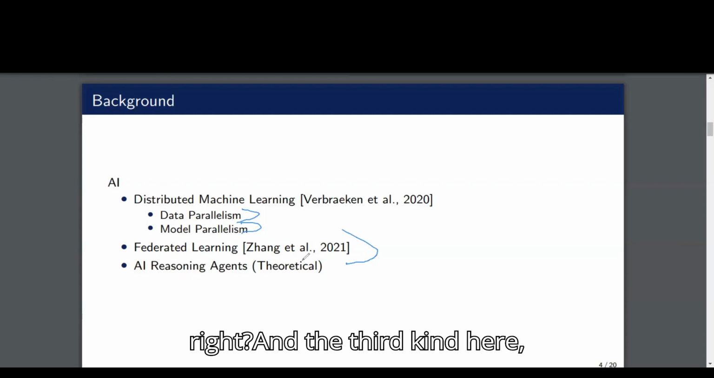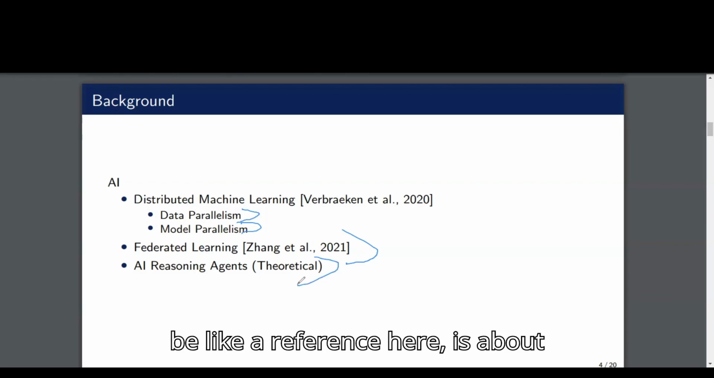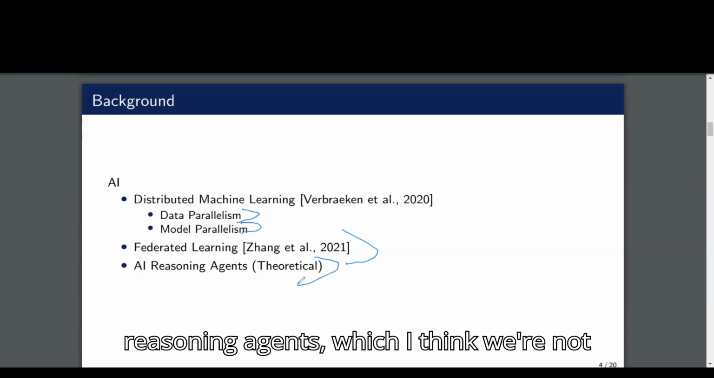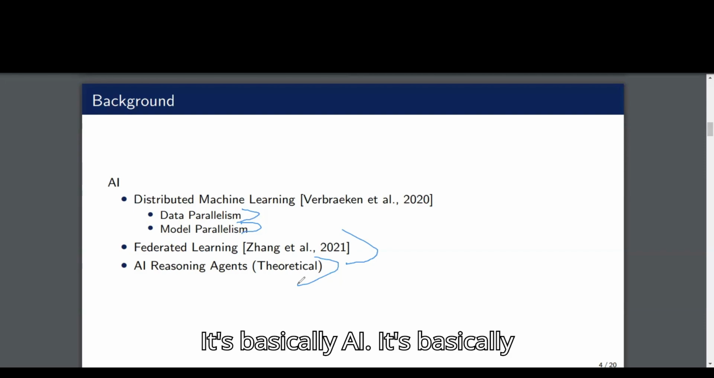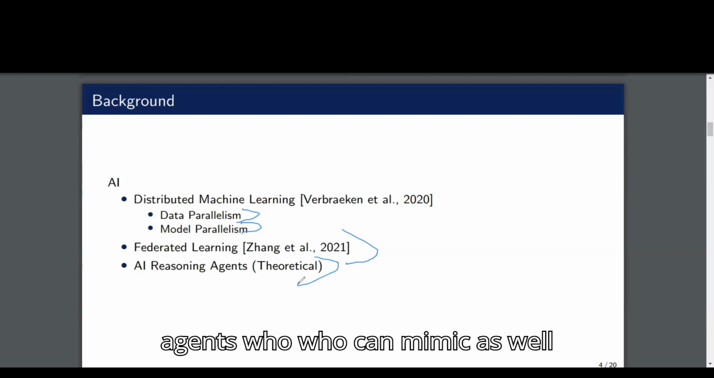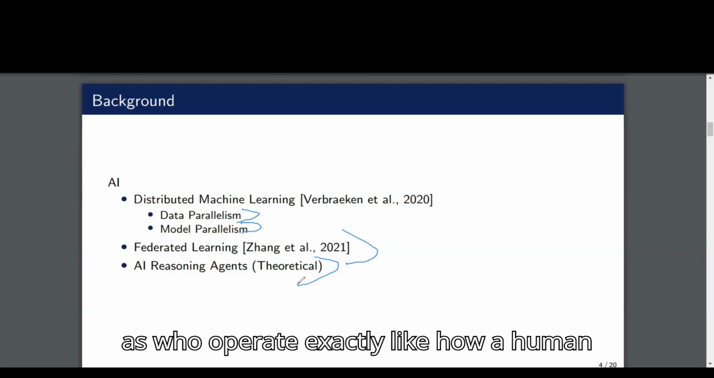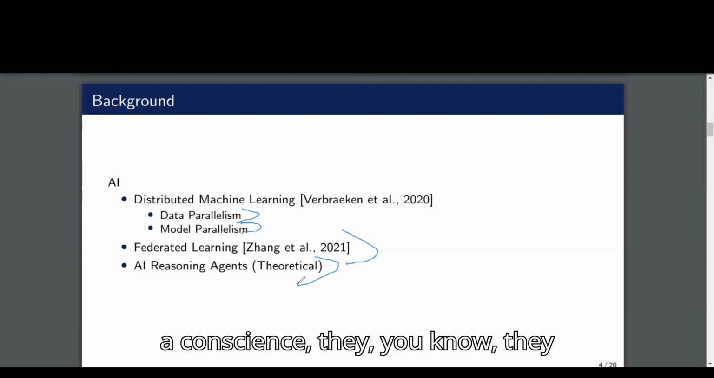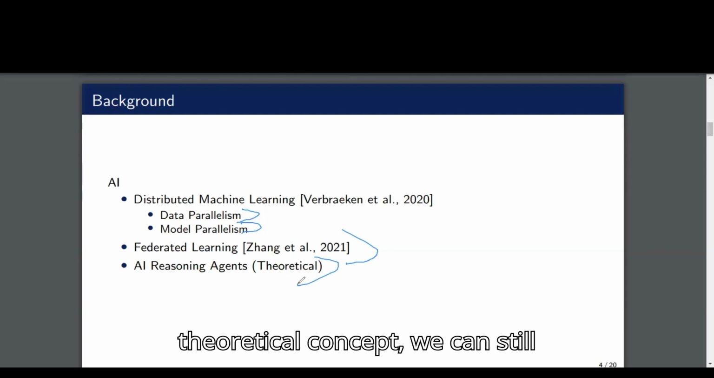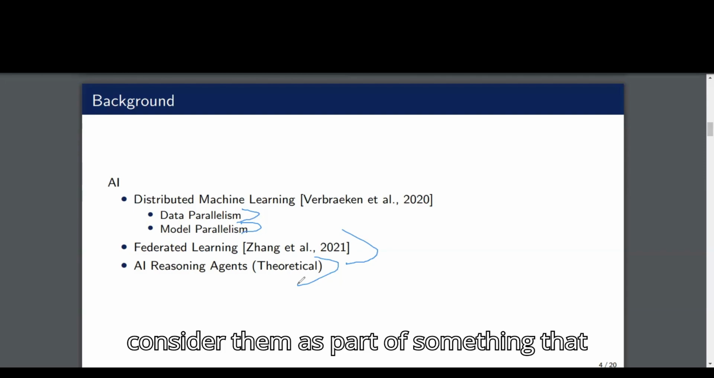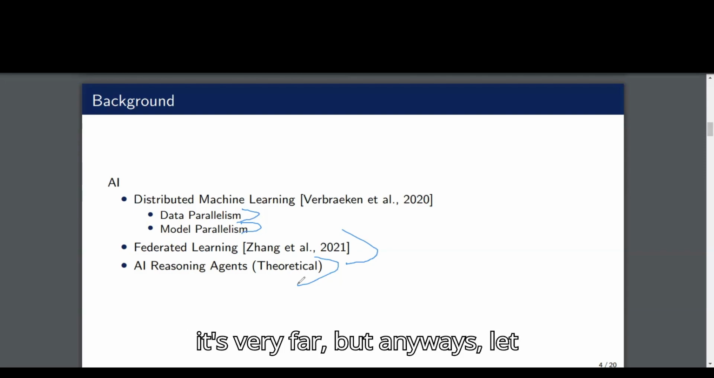And the third kind here, which I feel is theoretical, and there should be a reference here, is about reasoning agents, which I think we're not too far from, but what do I know? It's basically AI agents who can mimic and operate exactly like how a human being does. They have a conscience, and they can understand pretty much everything that's going on in the world. But again, it's a theoretical concept, we can still consider them as something that can happen in the future. I don't think it's very far, but anyways.